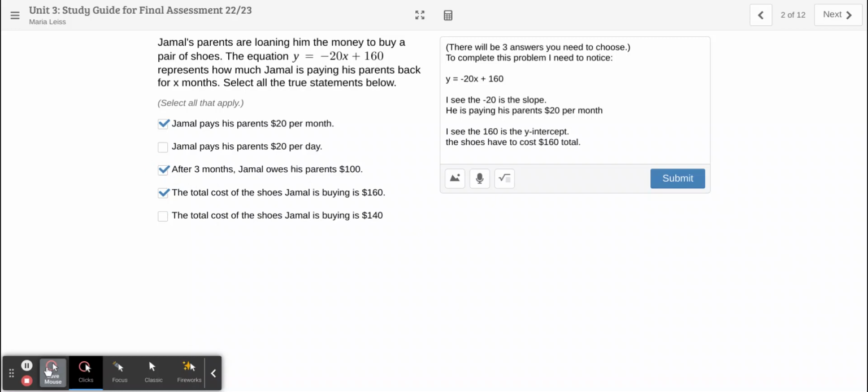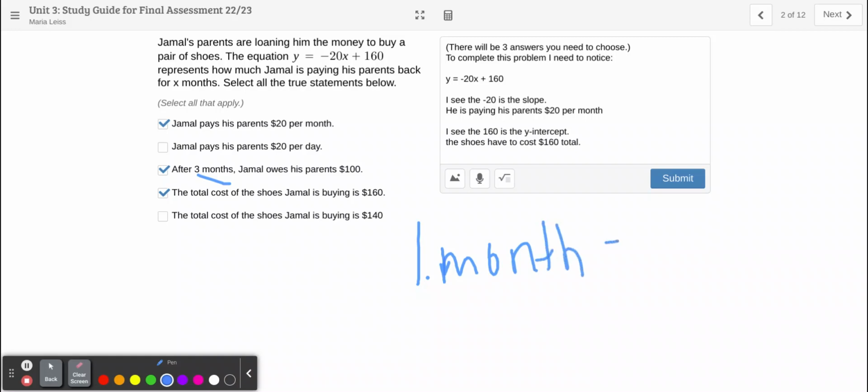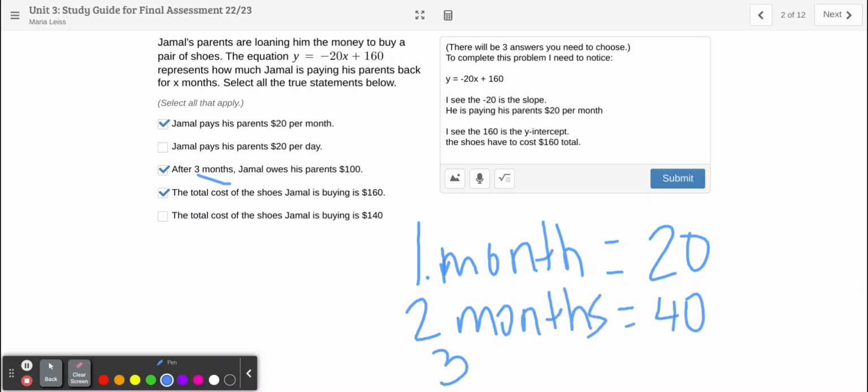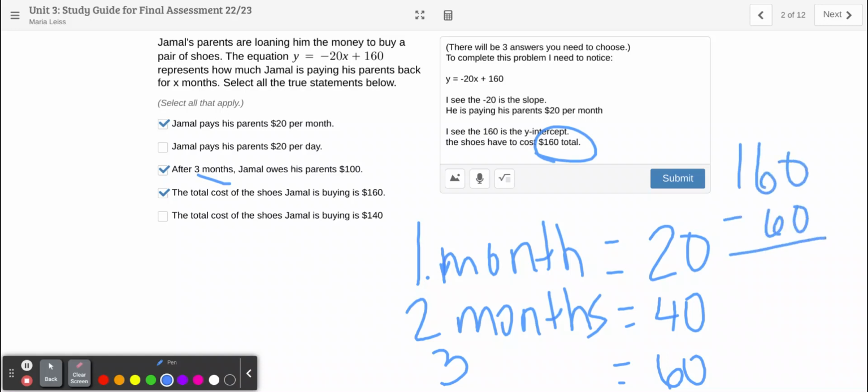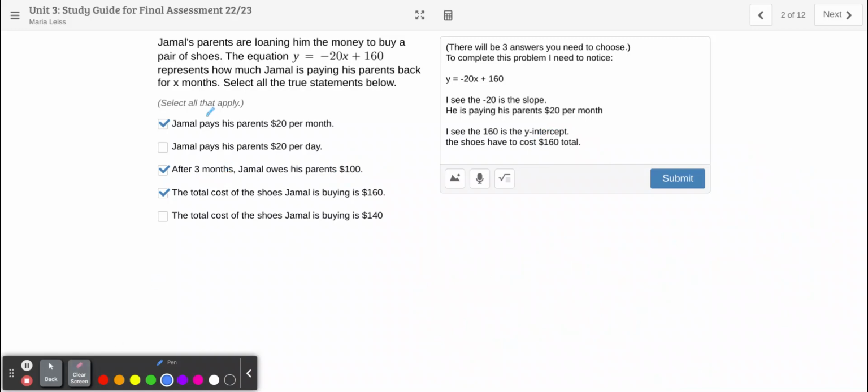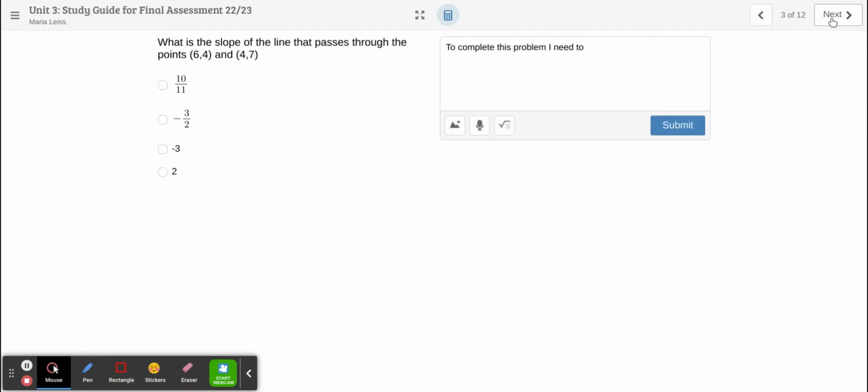But why? Well, here's why. It says 3 months, right? So 1 month, he's paying $20. 2 months, he's now paid back $40. 3 months, he's now paid back $60. If his total is $160 and he's already paid off $60, that means he still owes that $100. So that's why this one is correct. So these are your three right answers. Hopefully that makes sense.